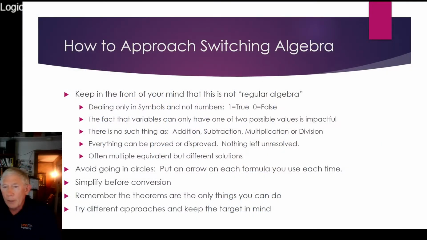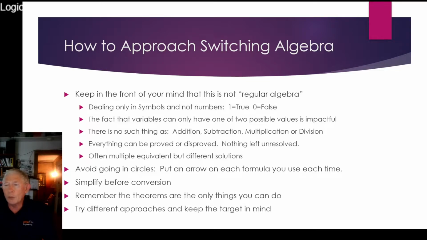Okay, so notice here, keep in mind it's not regular algebra. Our symbols, our variables, are really not 1s and 0s. They're true and false. And we don't really have addition and multiplication because there's no such thing as division or subtraction. We only have ANDing and ORing in this case. And also the variables have inverses, essentially. Everything can be proved or disproved. Nothing is left unresolved. We don't have any situations where we can't figure out the answer. We can always figure out the answer. And often there are multiple equivalent but different solutions for the same thing.